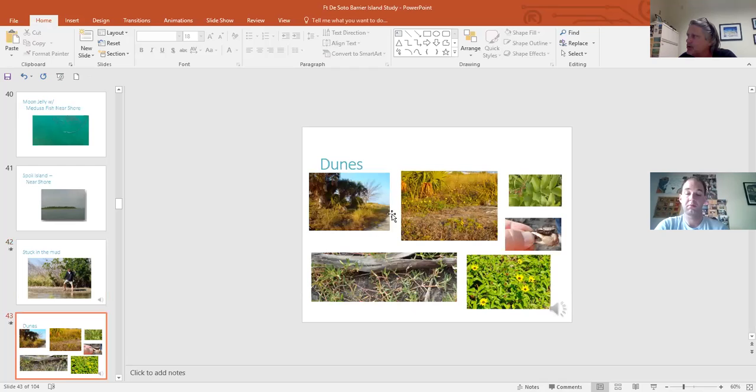The dunes, here's dunes colonized by sea oats. You can see the sea oats here. Behind it is some scrub, some seaside purslane. This is that beach sunflower here and here.